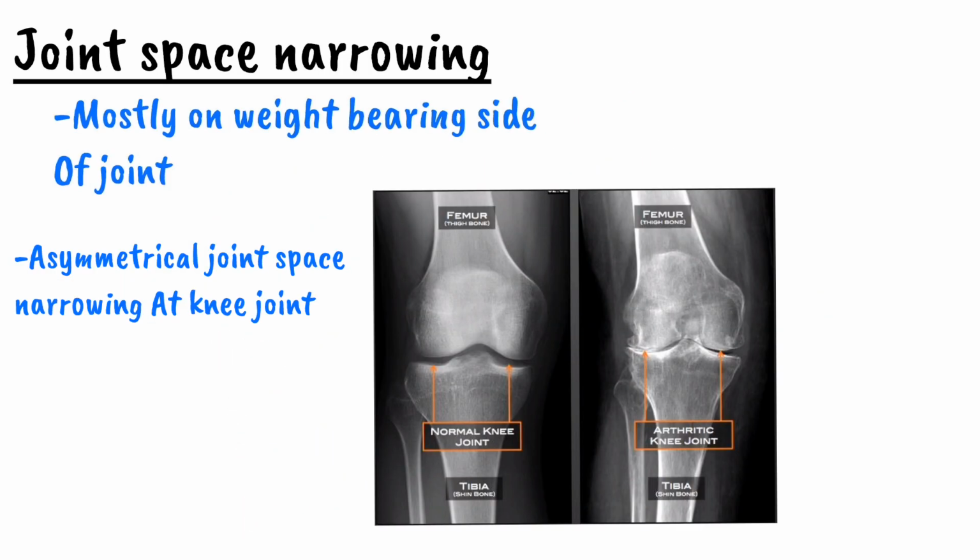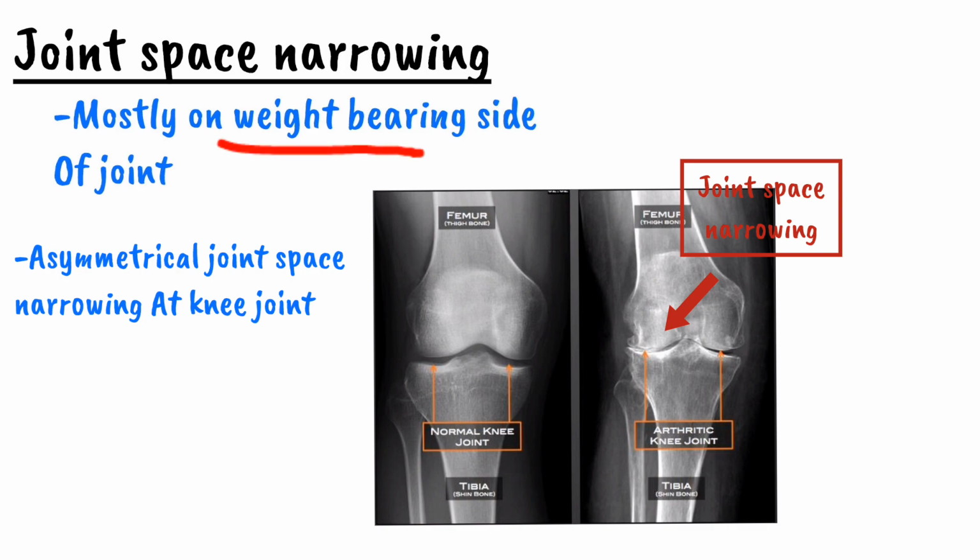Here you can see joint space narrowing in a patient having osteoarthritis. The narrowing usually occurs at the weight bearing side of a joint, which is usually the medial side in the knee joint. So what will be our finding in a patient having osteoarthritis at the knee joint? There will be asymmetrical joint space narrowing at the knee joint.